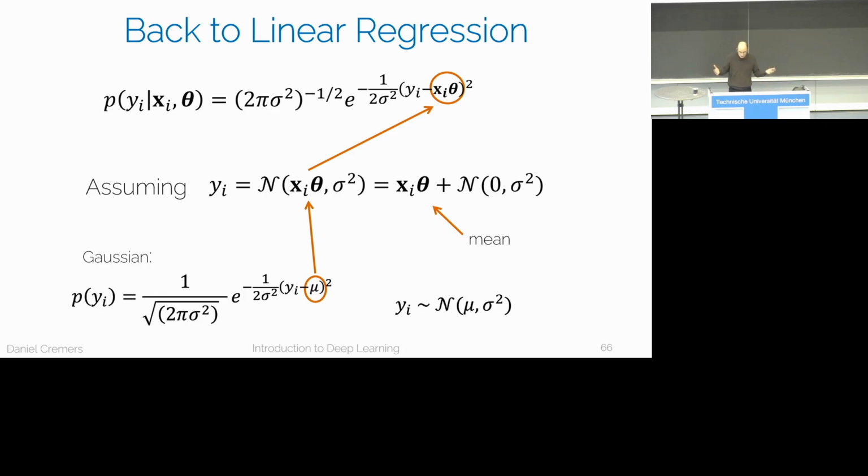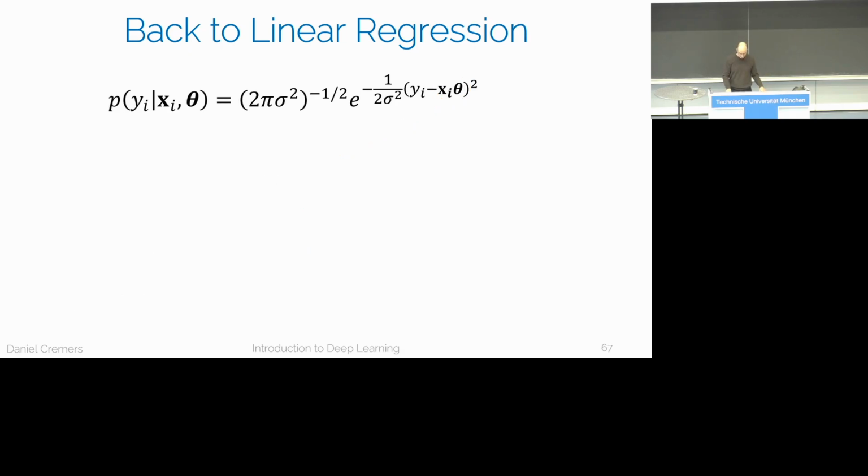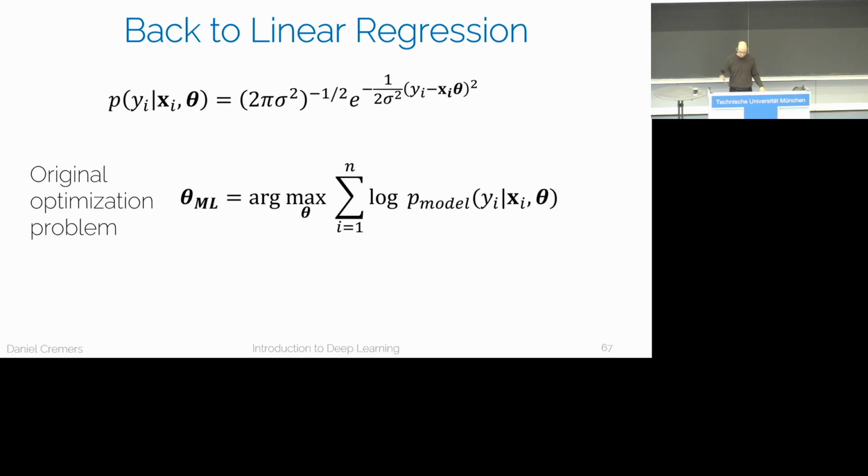So this is one potential probability distribution. You can think of others, but let's start with this one and see where we get. So we take this distribution and we plug it into our optimization problem, finding the most likely model parameters given the training data, Xi, yi.